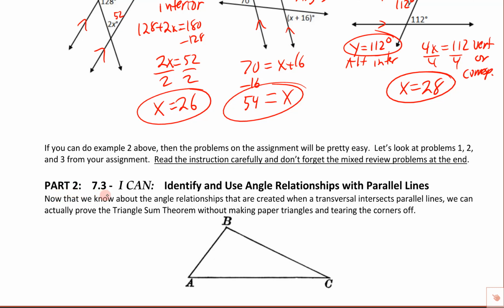This is part 2 of 7.3. The I can statement is: I can identify and use angle relationships with parallel lines. So the last time we met, we went over a whole bunch of vocabulary. We're going to use that vocabulary and those ideas to prove the triangle sum theorem in a little bit more detail than we have before.